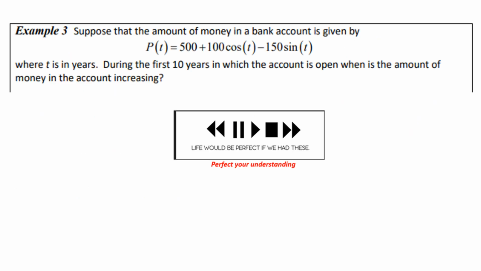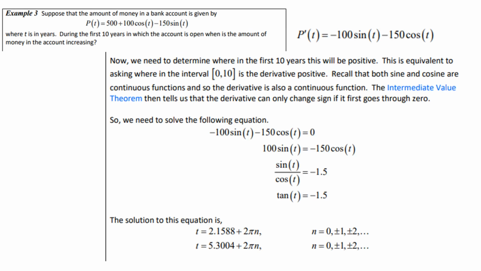Life is a word problem, so let's look at a word problem. The amount of money in a bank account is given by this. You notice that there are fluctuations, recessions, and things because you've got these trig functions in there. During the first 10 years in which the account is open, when is the amount of money in the account increasing? This is going to be a calculator problem. You know what to do. Let's see how you did.